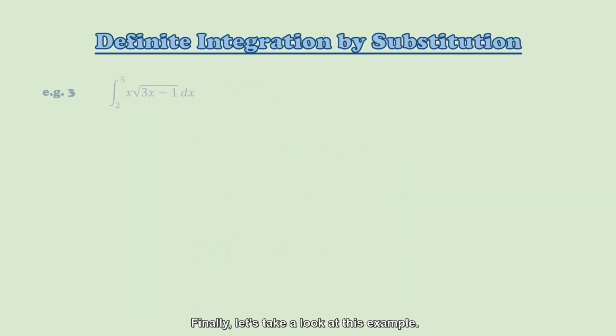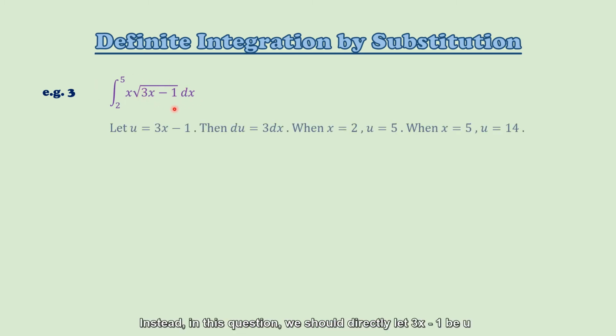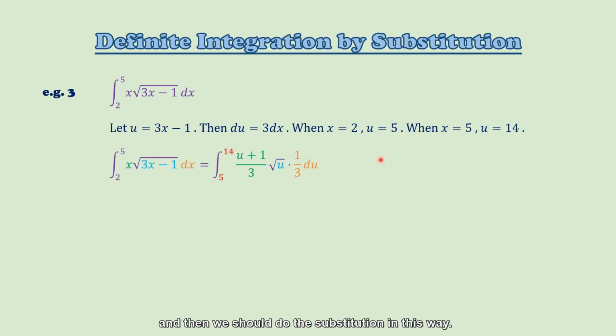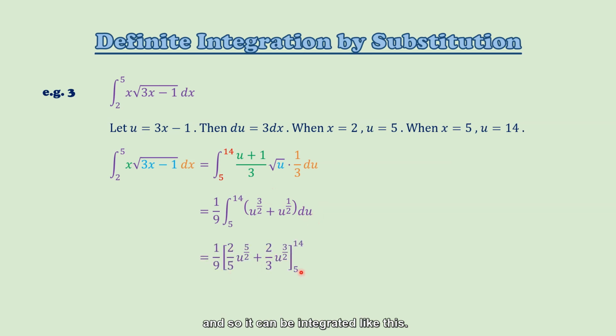Finally, let's take a look at this example. In this definite integral, putting x into dx to make it half dx squared will do us nothing good because there is no x squared. Instead, in this question, we should directly let 3x minus 1 be u, so that du is equal to 3dx, and when x is equal to 2, u is equal to 5, and when x is equal to 5, u is equal to 14. And then we should do the substitution in this way. After the substitution, now this expression can be expanded in this way, and so it can be integrated like this.